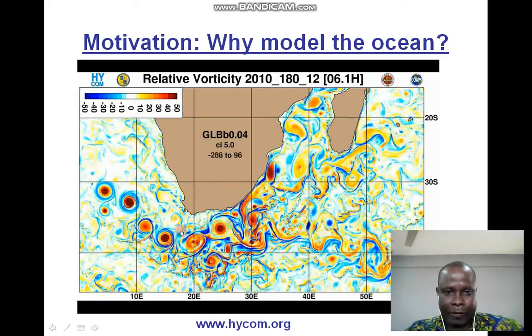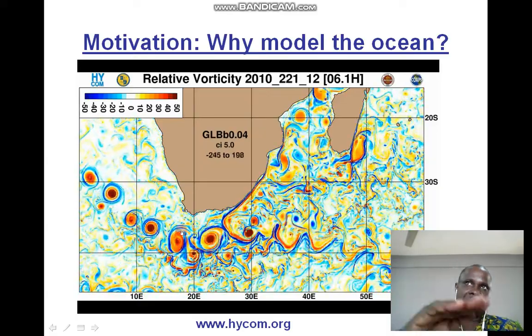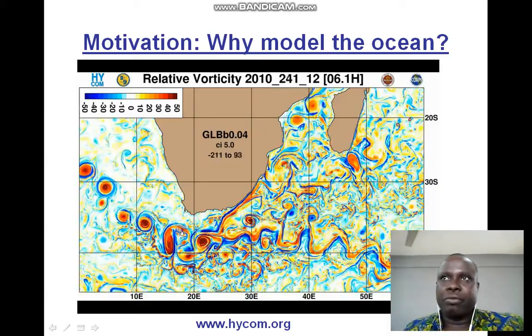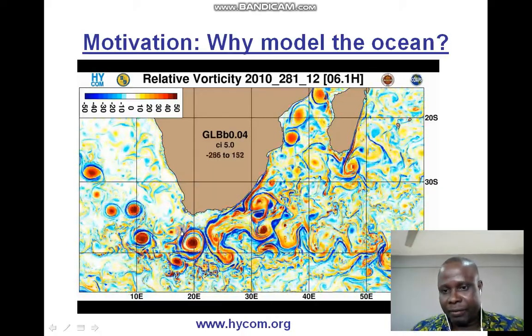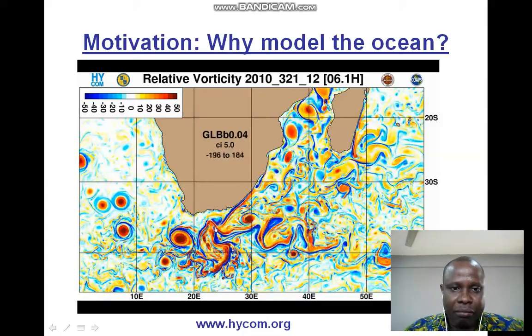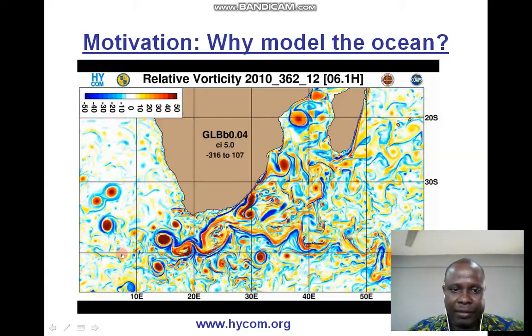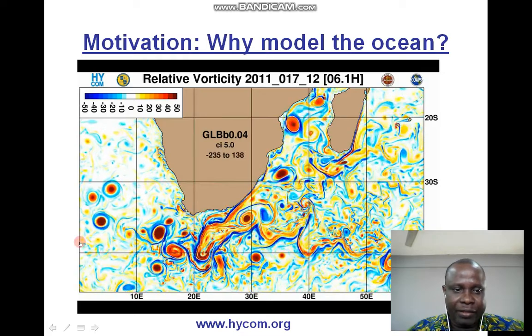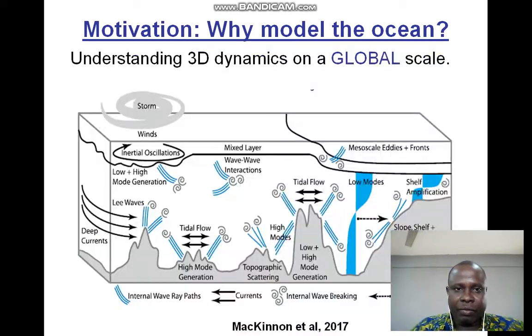And of course, satellites will give you this, but what is the temporal resolution of that? Maybe once in 7, 9, 10 days, a satellite will fly over. By using models, you are able to get all this nice information about the eddies, the vorticity. So these are some of the advantages of using the model.